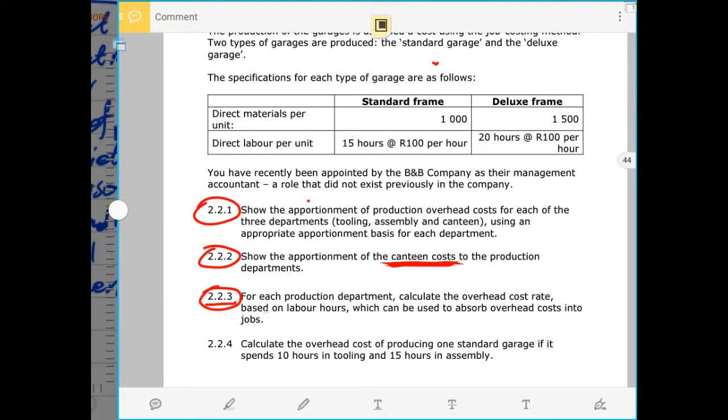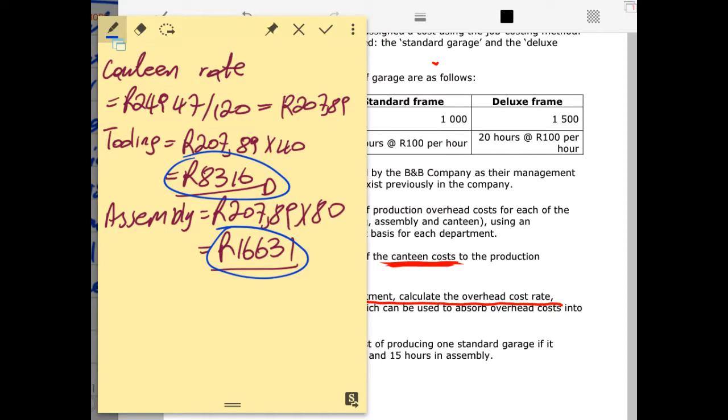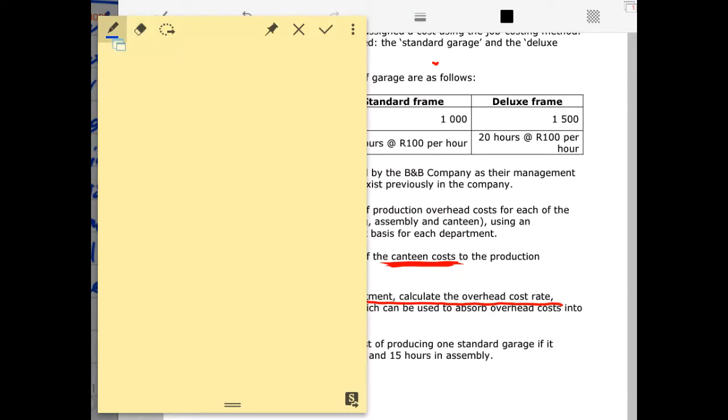requirement is, for each production department, calculate the overhead cost rate based on labor hours, which can be used to absorb overhead cost into the job. So now we are calculating the overall recovery rate for each department. So now we have to calculate the overhead rate or overhead cost rate for department tooling and for department assembly.